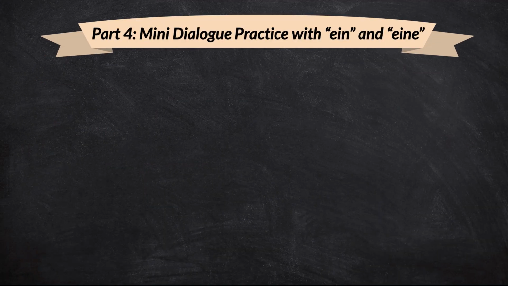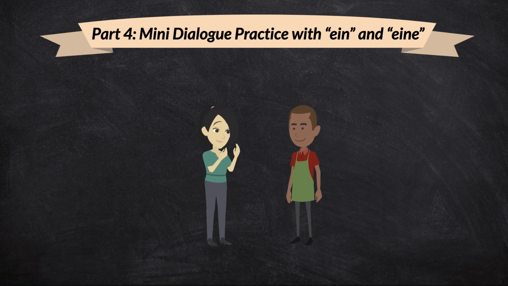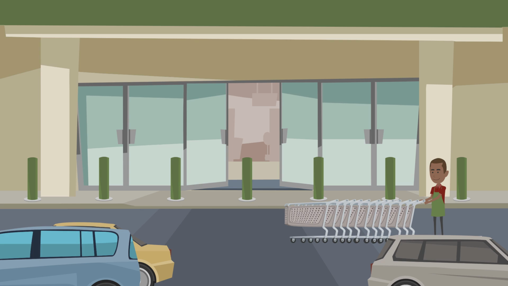Part 4. Mini dialogue practice with ein and eine. Now let us listen to a short and simple conversation. In this dialogue, a woman goes to a market stand and asks for a bag and a book.